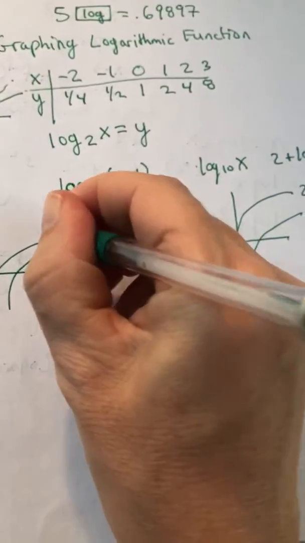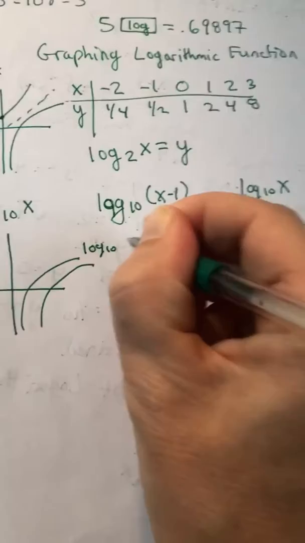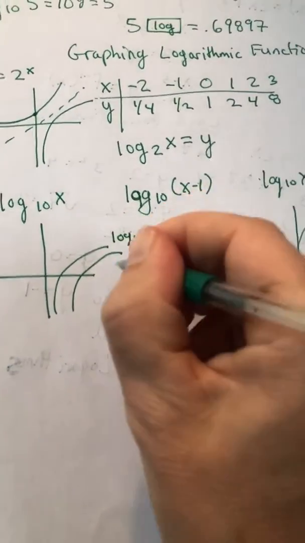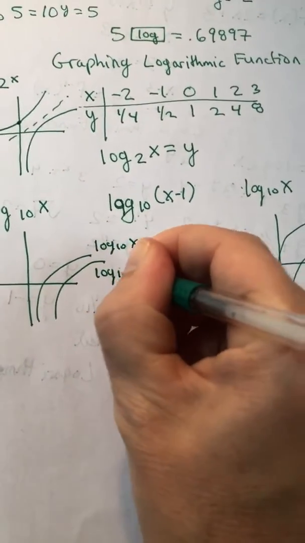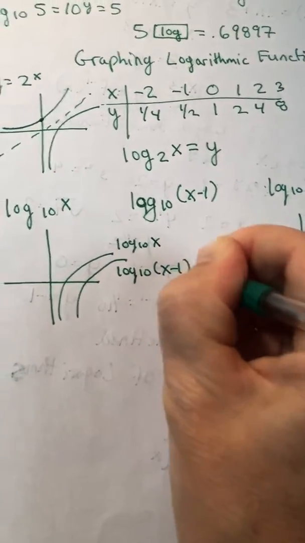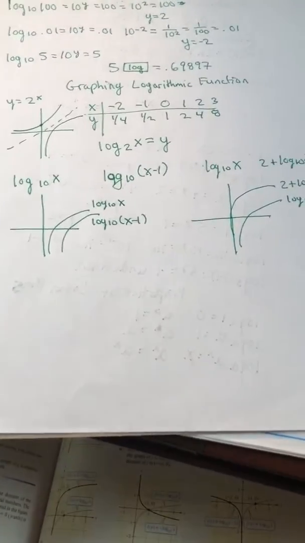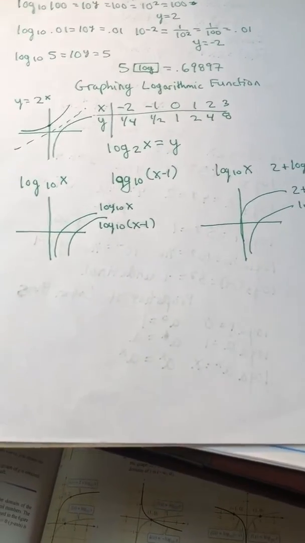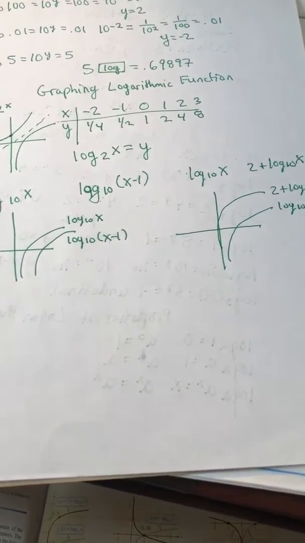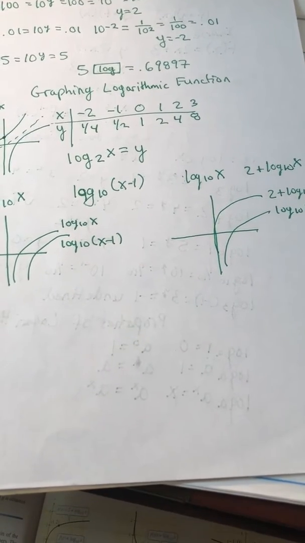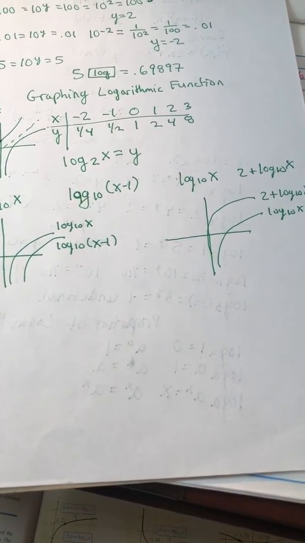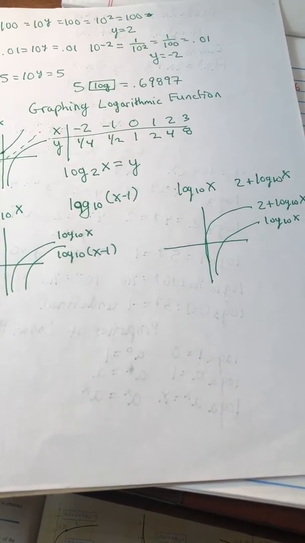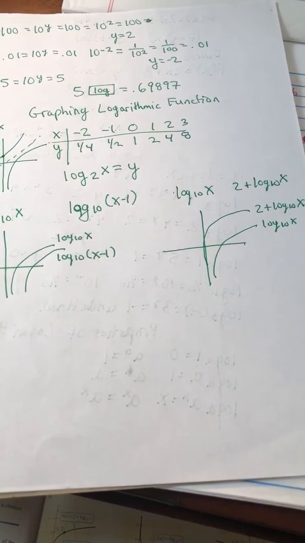Let's label these. This was log base 10 of x. And this one was log base 10 of x minus 1. Also, just like if we were in class, if you have questions, email me, post them in the comments of Google Classroom. All right, so that should be good with the logs.